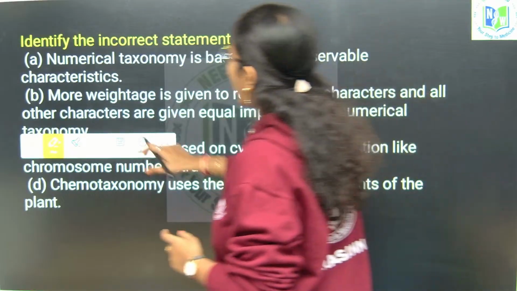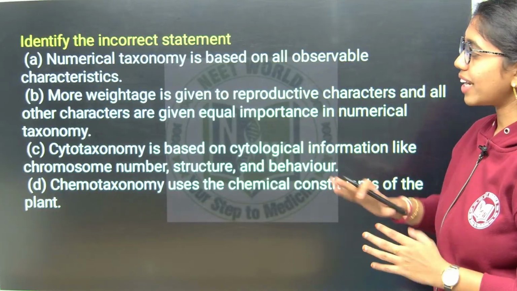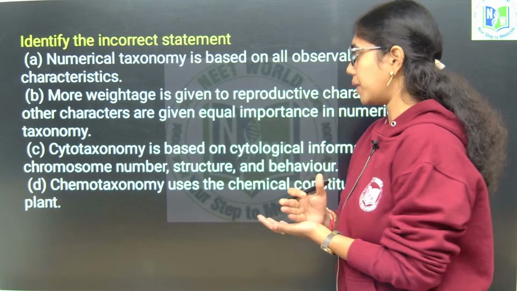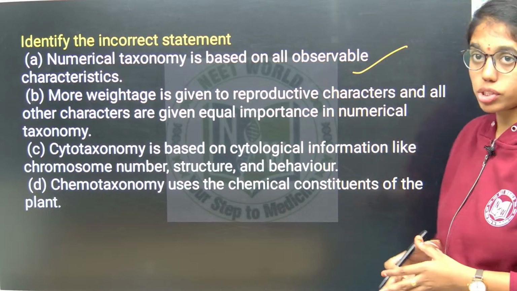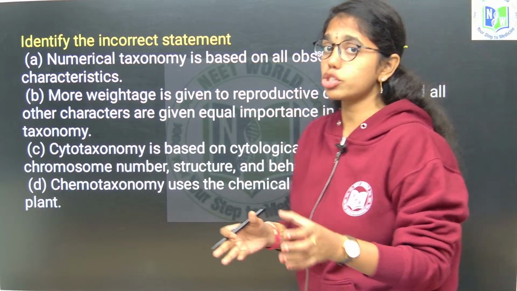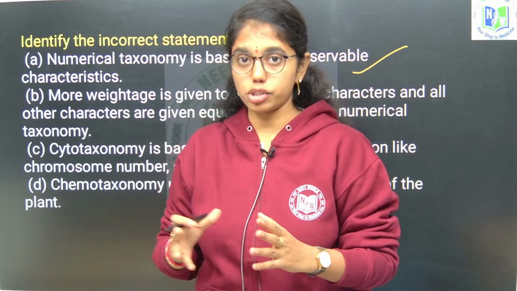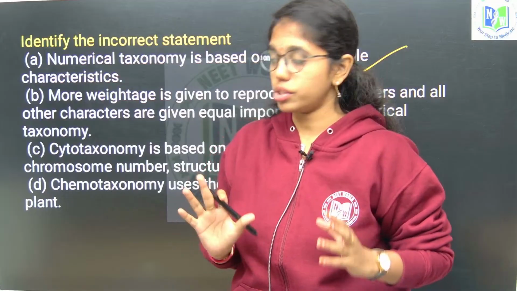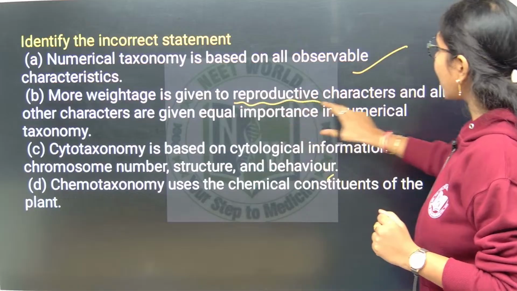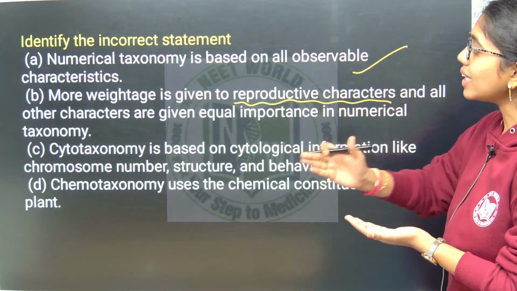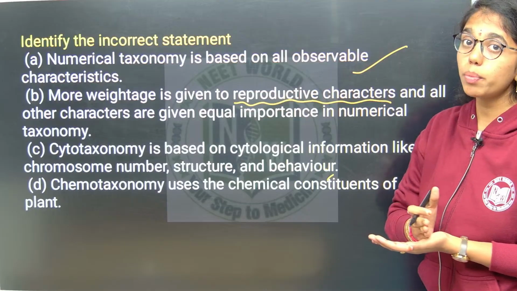First, identify the incorrect statement. Look at all the four statements. It is about taxonomy. Numerical taxonomy is based on all the observable characteristics. Yes, numerical taxonomy, which is also called phenetics, will consider all the observable characters. Next, more weightage is given to reproductive characters and all other characters are given equal importance in numerical taxonomy.